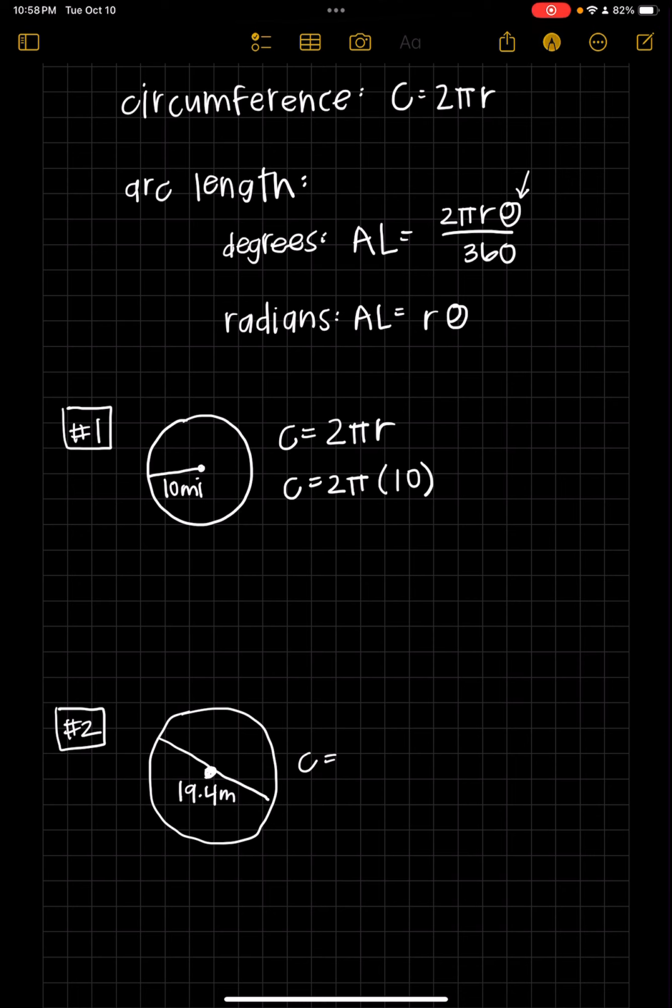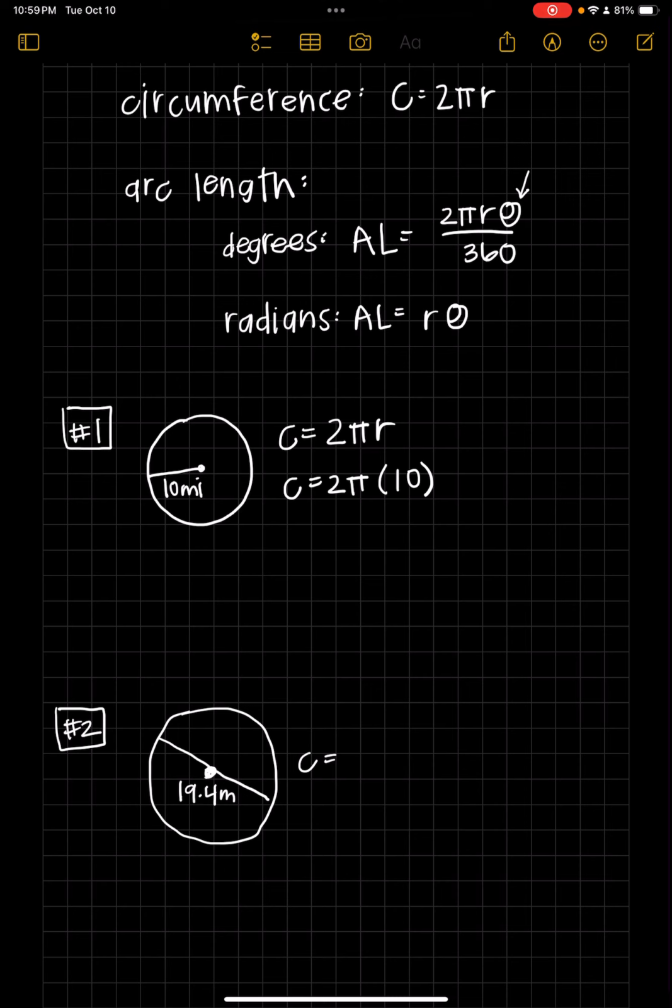And now I'm going to plug that into my calculator. So I'm going to say 2 times pi times 10, and it's going to give me a gross decimal. The reason why it gives me a gross decimal is because pi is an irrational number, and so totally fine. We're just going to round our answers to the nearest hundredth.